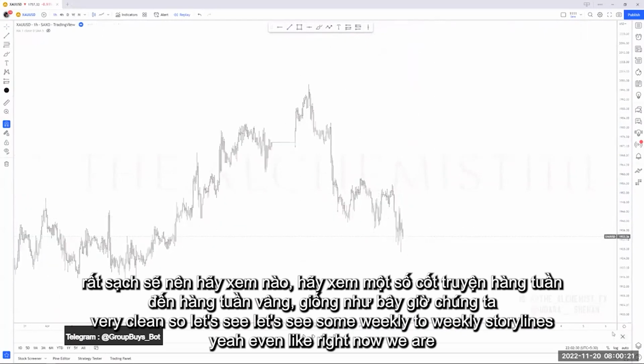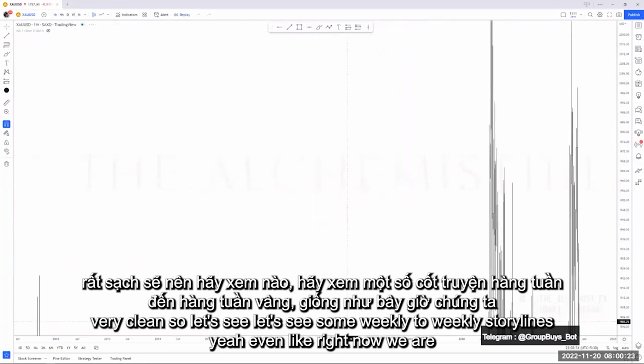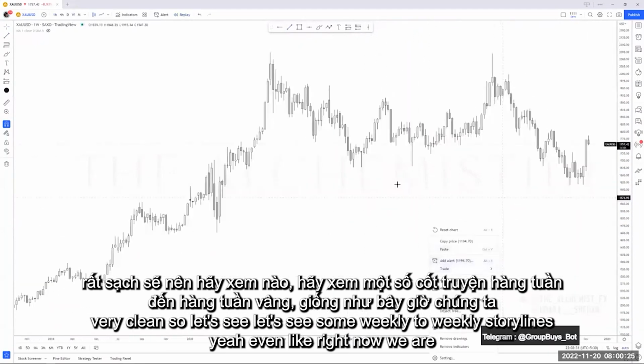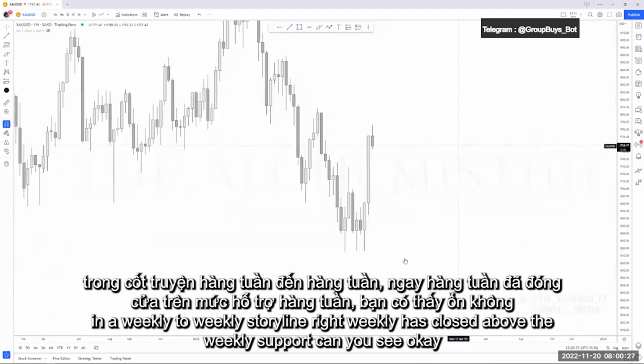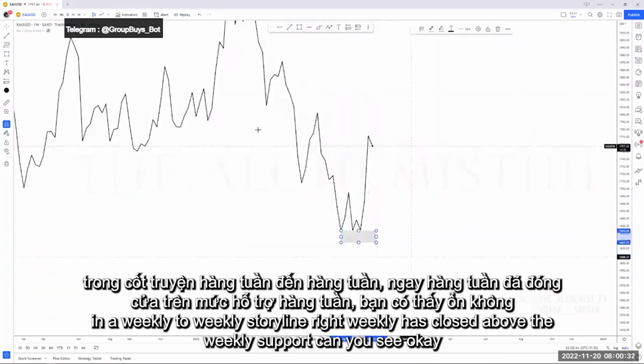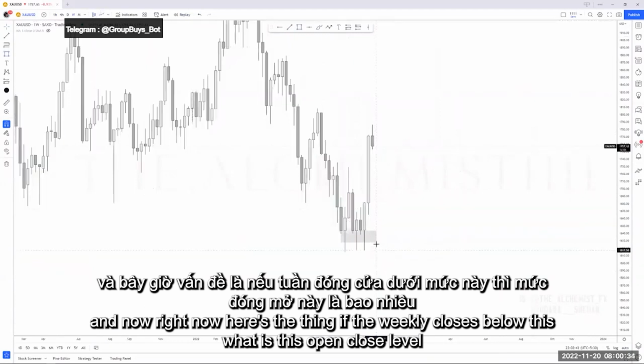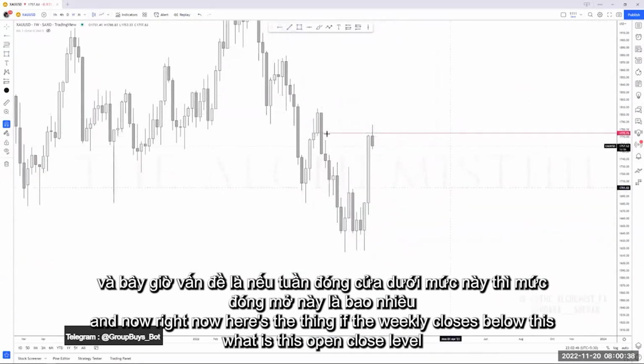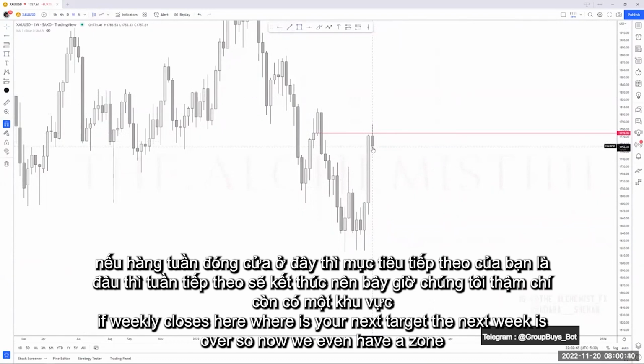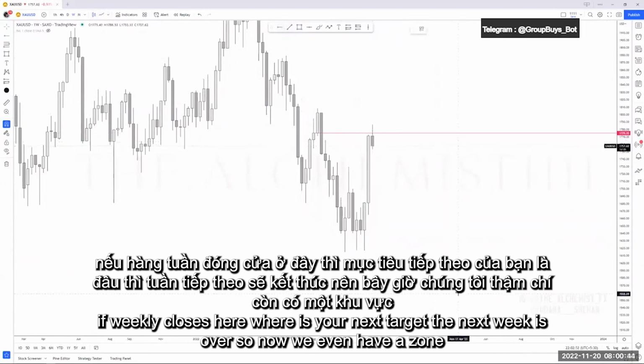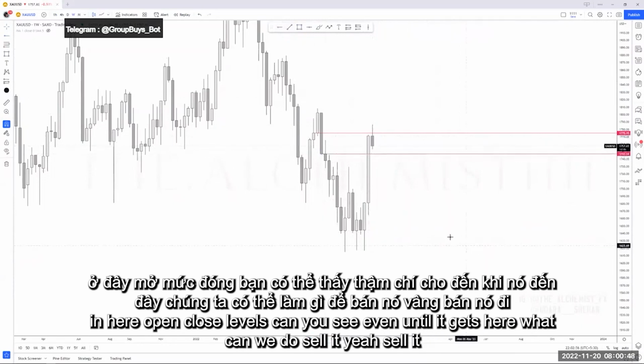So let's see some weekly to weekly storylines. Yeah, even right now we are in a weekly to weekly storyline, right? Weekly has closed above the weekly support. Can you see? Okay. And now, here's the thing. If the weekly closes below this, what is this, an open close level? If weekly closes here, where is your next target? The next weekly zone, yeah. So now we even have a zone in here, open close levels.